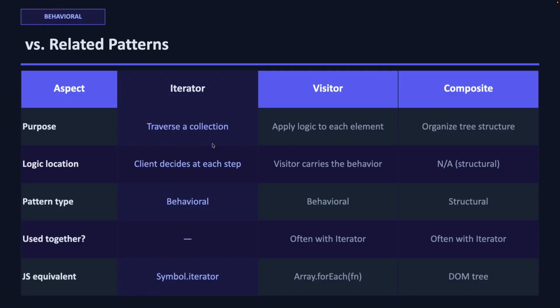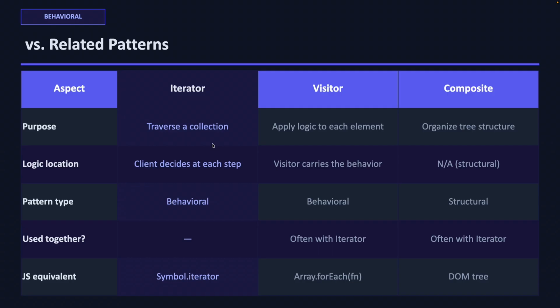Comparing different related patterns, the two we can talk about are, first, the visitor pattern. The visitor and iterator both walk a collection. The key difference is where the logic lives. With an iterator, you get the element and you decide what to do with it. With a visitor, the visitor object carries the behavior. So it calls the visit method on the element, and the visitor does the work. The iterator is traversal without logic. The visitor is traversal with pluggable logic. They're often used together.